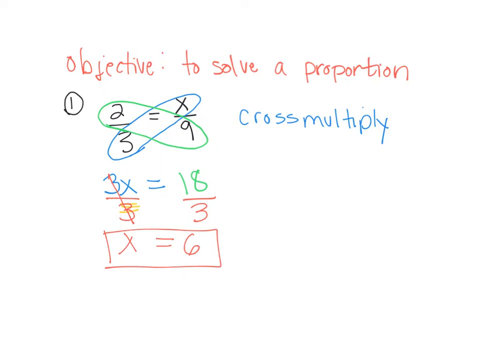And we believe that to be our answer, and then we can do a check. 2/3 is equal to, we substitute in place of the x a 6 over 9, and then we cross multiply. 3 times 6 is 18, and if 6 is the correct answer, it should be equal to 2 times 9, which is 18. So x equals 6 is the correct answer. Let's look at the next problem.